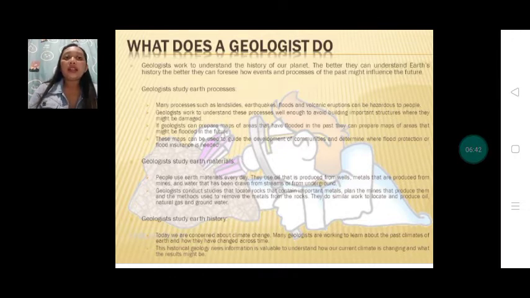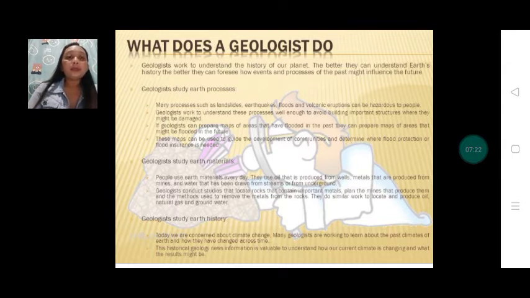The better they can understand Earth's history, the better they can foresee how events and processes of the past might influence the future. And then geologists study Earth processes. Many processes such as landslides, earthquakes, floods, and volcanic eruptions can be hazardous to people. Geologists work to understand these processes well enough to avoid building important structures where there might be damage. If geologists can prepare maps of areas that have flooded in the past, they can prepare maps of areas that might be flooded in the future.